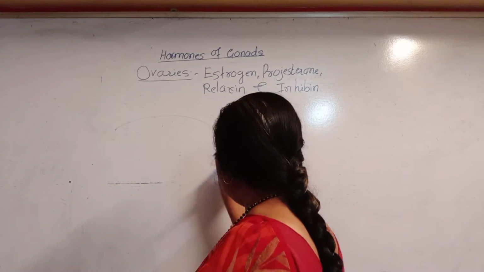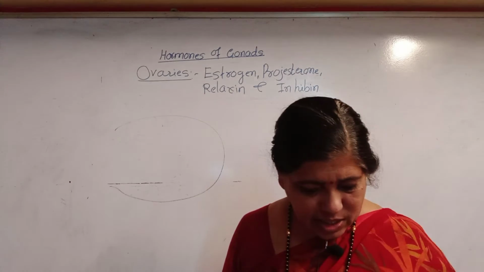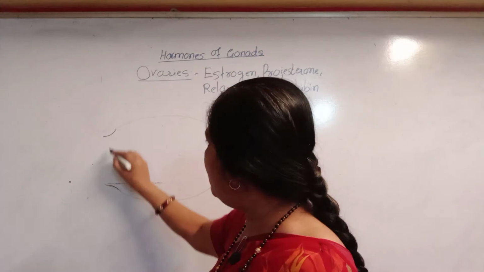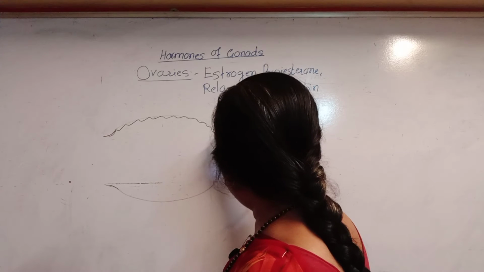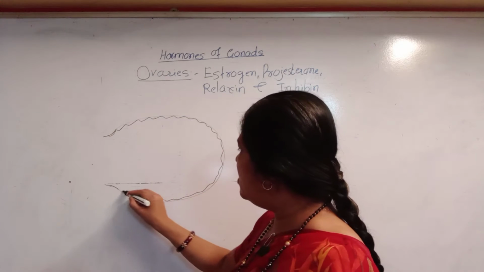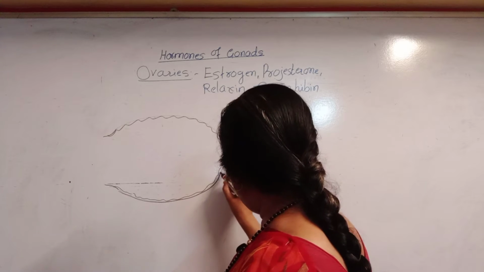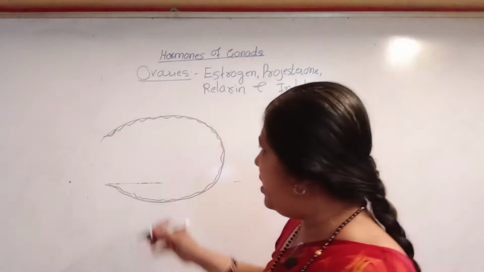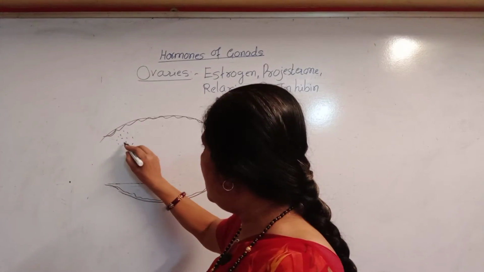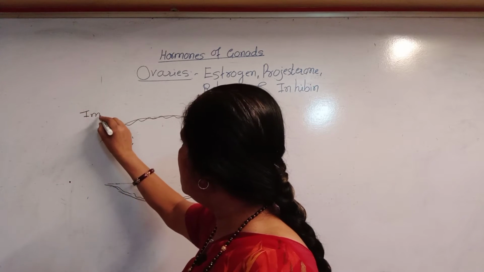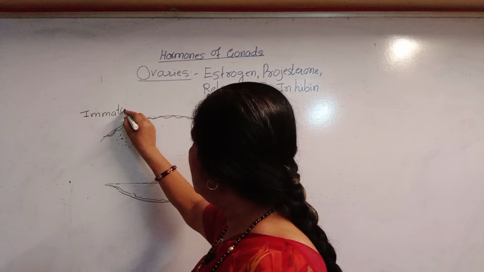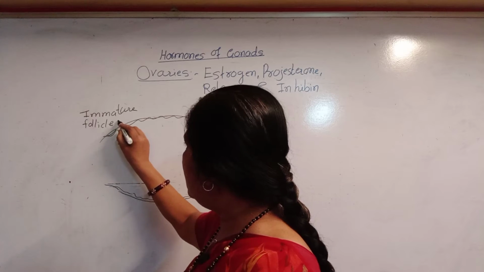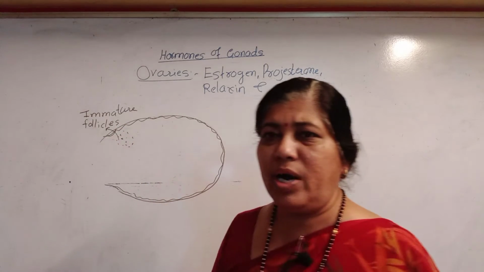This is ovary, and ovary is lined by germinal epithelium, just the lining of the ovary. Ovary contains 3 types of follicles. Those follicles are called ovarian follicles, and these are immature follicles. Immature follicles are present in the ovary right from the birth of the female. These are immature or primordial follicles.